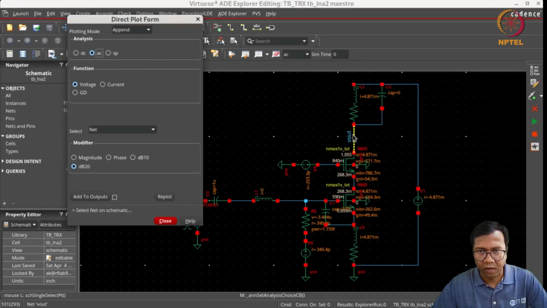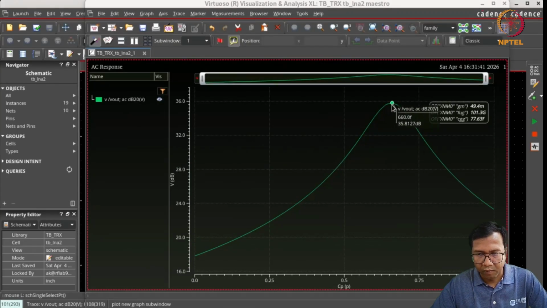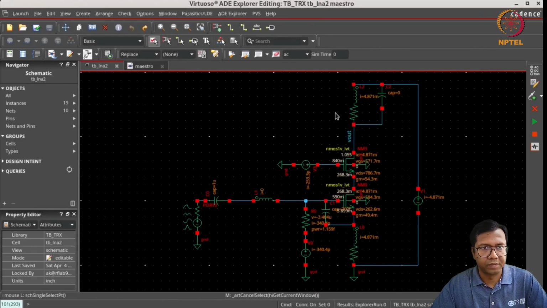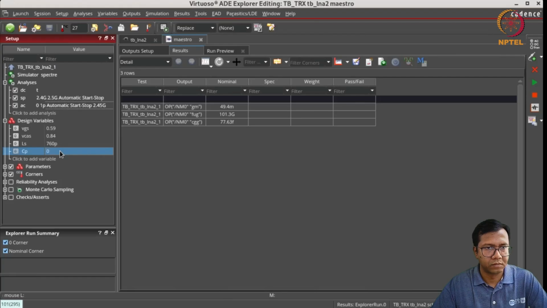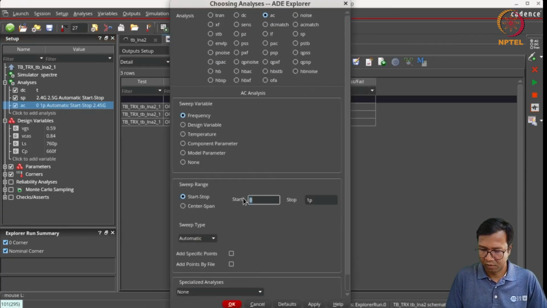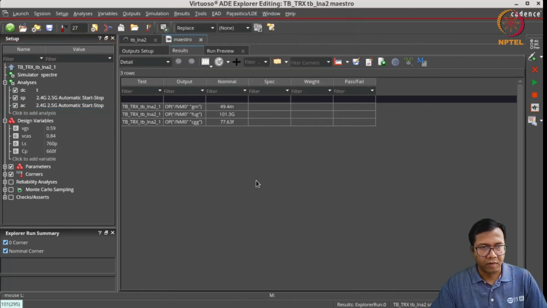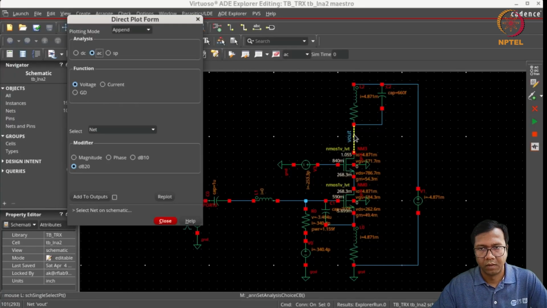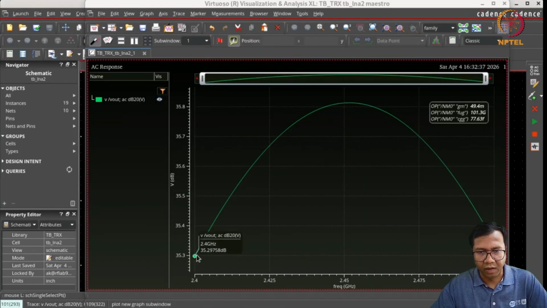So now we can plot the gain as a function of CP. We can see that at a CP value of 660 femtofarad, we are getting a gain of 35.8 dB. So now we can check the gain in the frequency band. We can see that we are getting a very good, more than 35 dB of gain in the entire band.